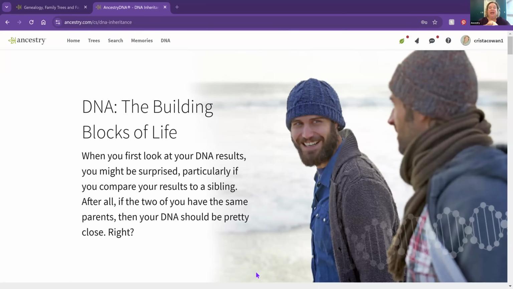Okay, so let me share my screen. I'm always just a little hesitant. I want to make sure this works perfectly. Beautiful, great. Okay, so every person has 23 pairs of chromosomes. So that's what makes up your DNA. You get one of that pair from your dad and one of that pair from your mom. So every person has 23 pairs of chromosomes, and you get half from dad, half from mom.